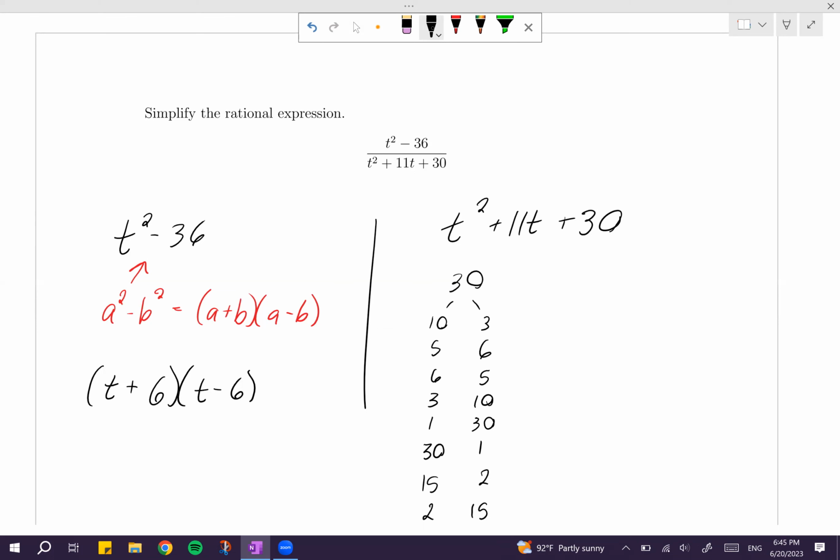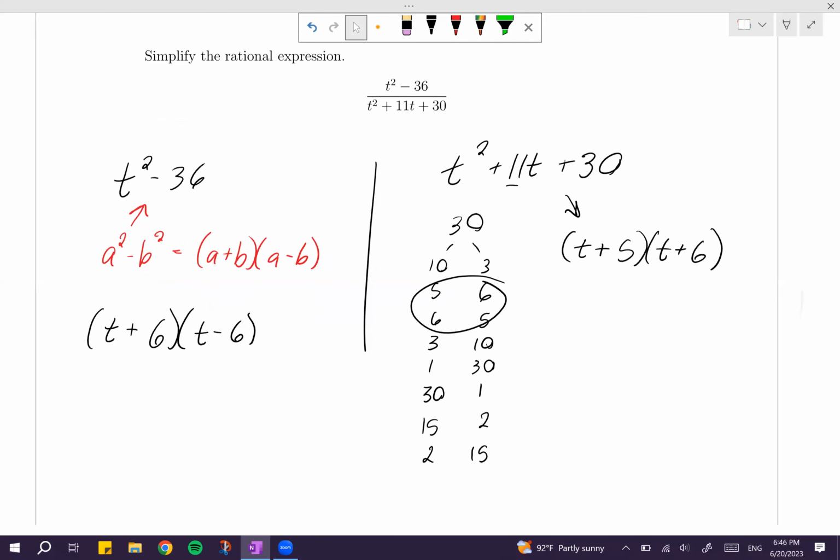That looks like all the factors. And the reason I have them like 5 and 6 and 6 and 5, these would be different if there was a negative sign here. But this is what it factors into. So I have to see which ones add up to 11. And so the only ones that add up to 11 are 5 and 6. So we get that this factors into t plus 5, t plus 6.